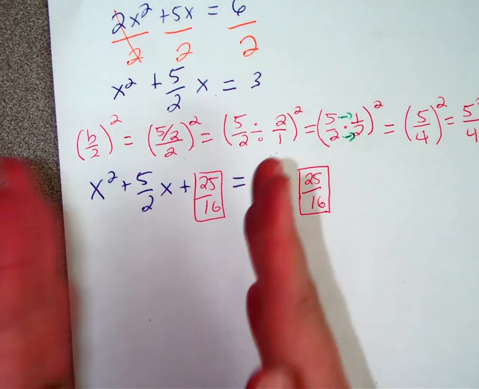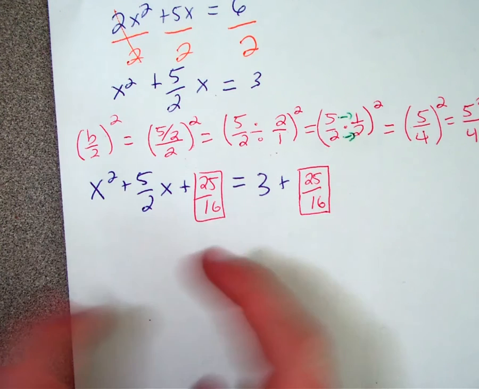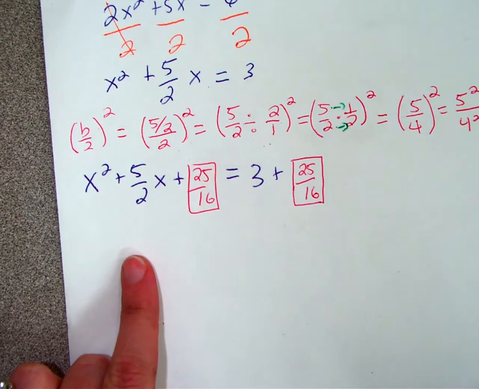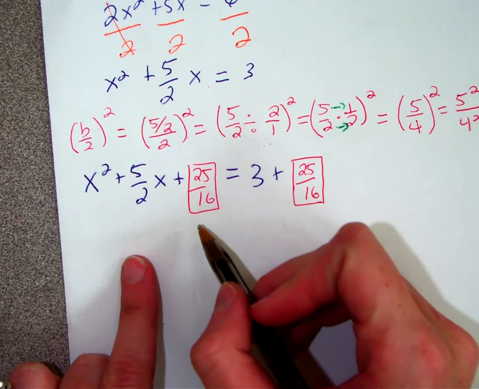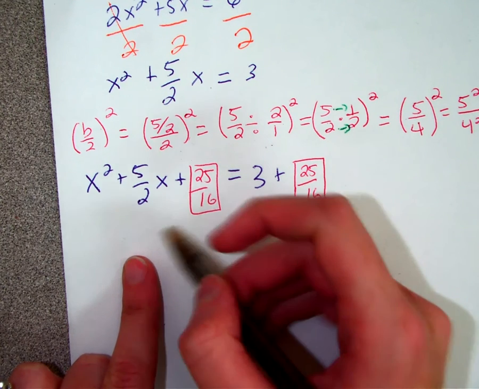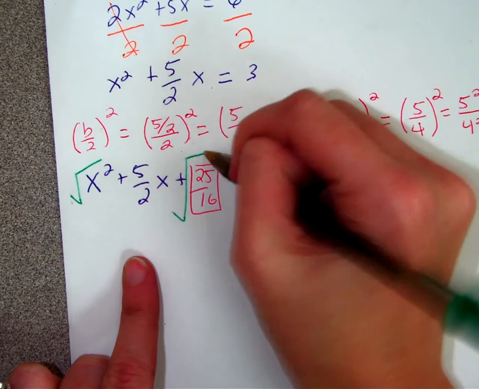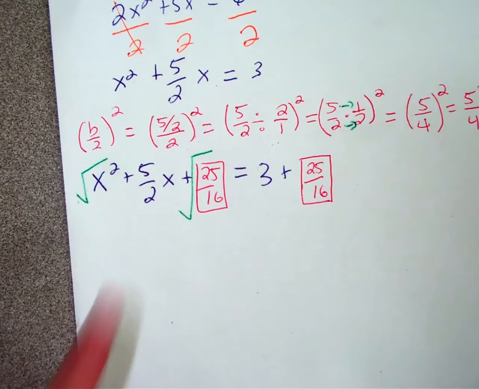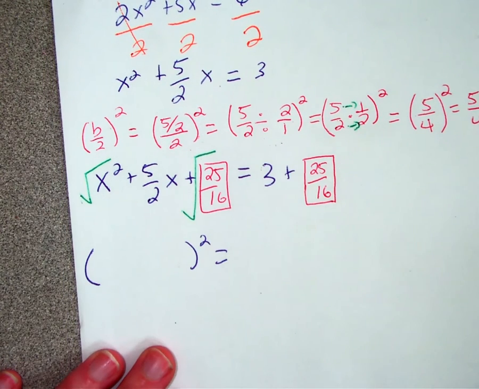Alright, so now that we have the magical number added on both sides of the equation, we're going to rewrite this as a perfect square trinomial, which if you remember, what is the shortcut to write this as a perfect square? You guys always know the answer. So we're going to square root the first term and the last term. And be careful, we're going to square root that whole fraction, so watch yourself.